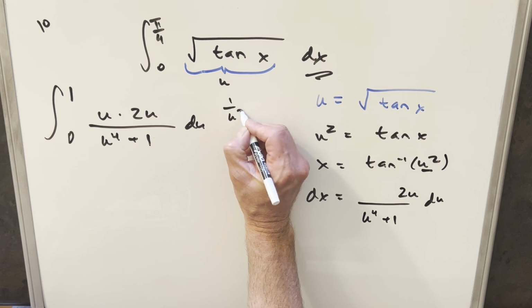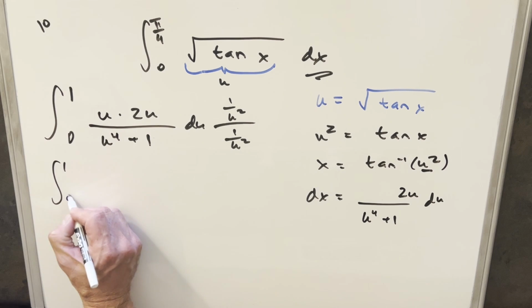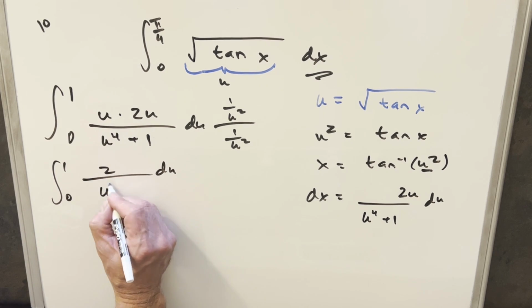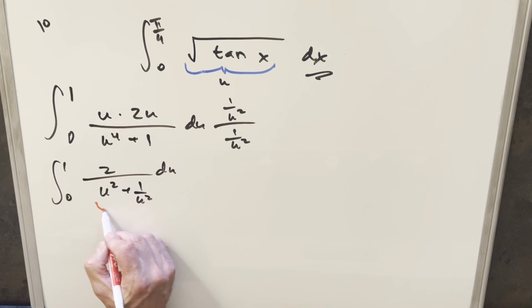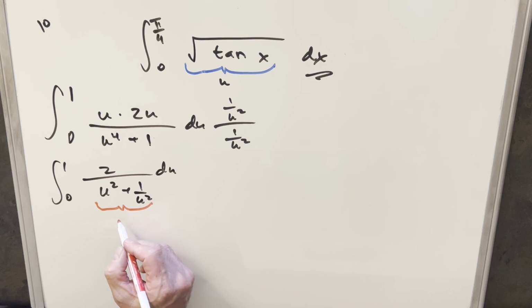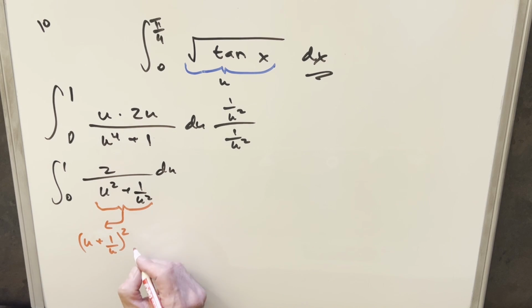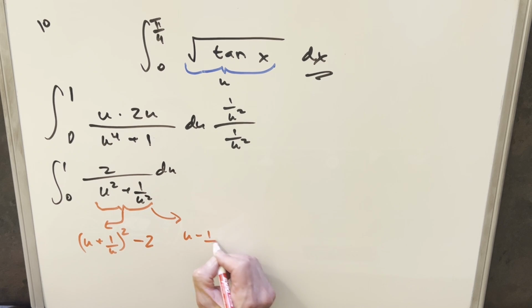I'm going to multiply numerator and denominator by 1 over u squared. What's going to happen with this now is we're just going to have 2 in the numerator. We'll have 2 du. This is going to become u squared plus 1 over u squared. But now for this thing right here, I can actually factor this two different ways. We can do it as u plus 1 over u, squared. When we do that, we get an extra 2, so we just subtract that off. And then the other way I can do this is I can do u minus 1 over u, squared, and then you get a minus 2, so we can add a 2 to make it work.